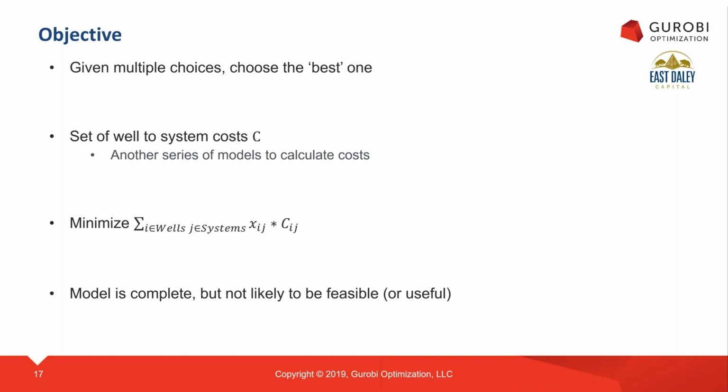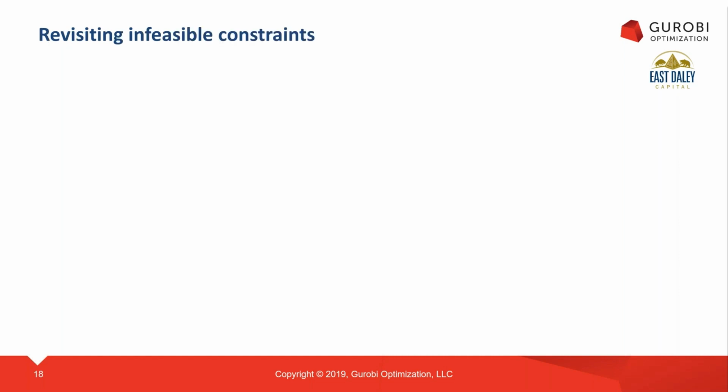But I can just tell you that it's not likely to be feasible or useful. And the reason for that is some infeasible constraints. So going back to this constraint that lines up the system volumes, remember we're working with imperfect data. And so this is going to be a problem. The fact that we said the well volumes need to exactly equal the system volumes is going to create a problem. If we have even a few wells missing, it's not going to exactly equal.